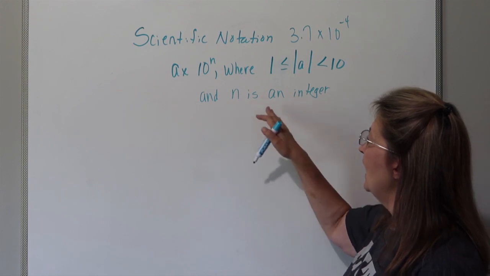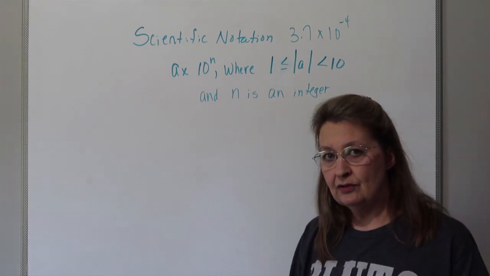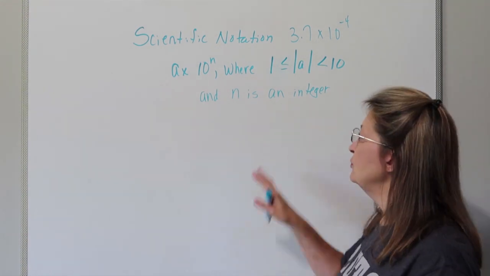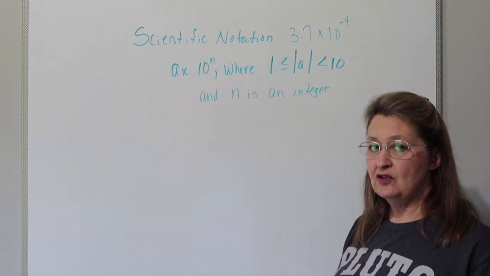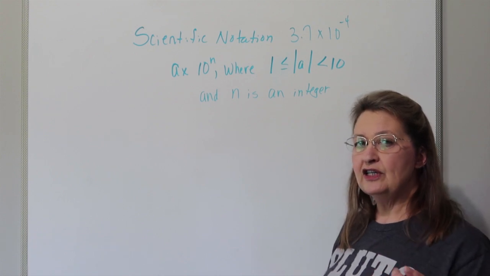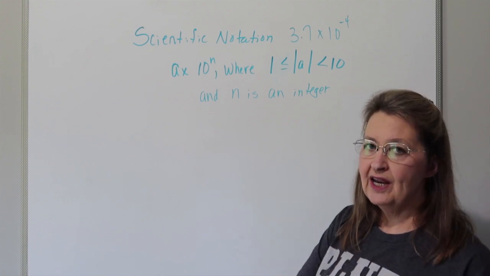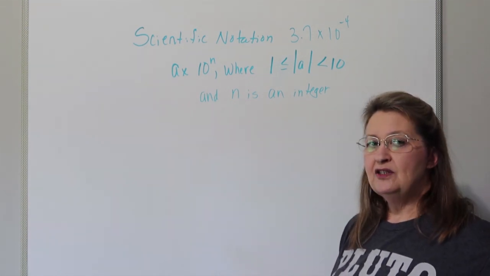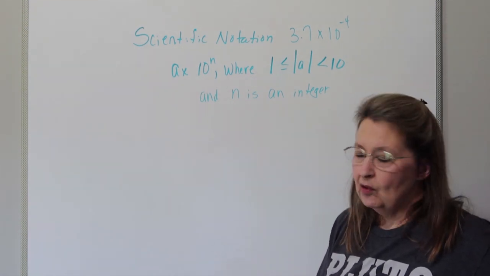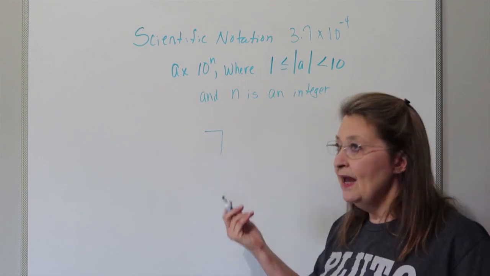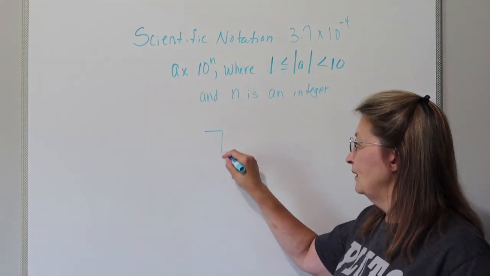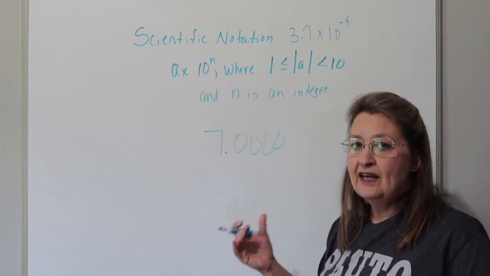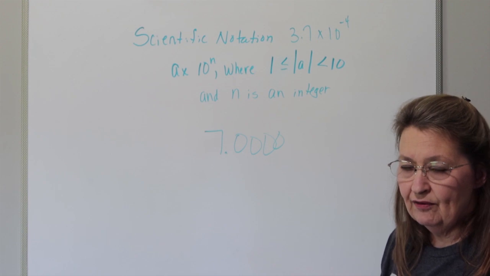Also, n has to be an integer. Now, we talked about number sets back in video number 1, so you should know what an integer is by now. So first, let's look at just changing some numbers from standard to scientific, or from scientific to standard. Now, this is based on the fact every number has a decimal. 7 has a decimal. Where is it? It's at the end. If I wanted to put 7000, I could. The decimal is there, we're just not showing it every time.